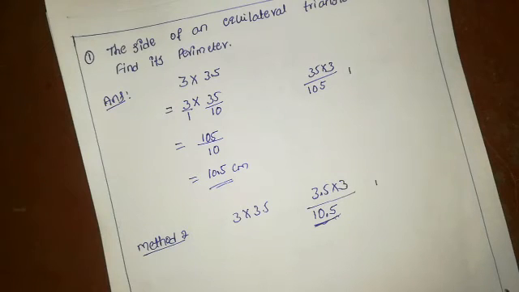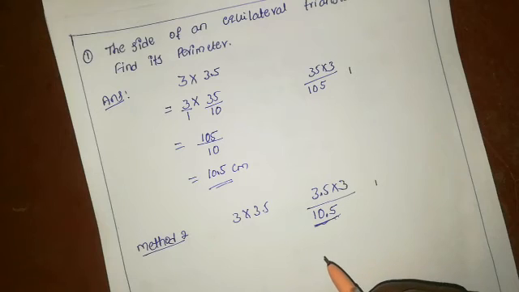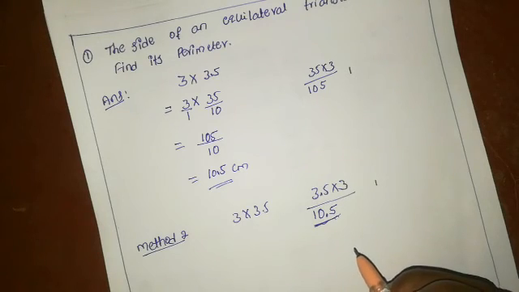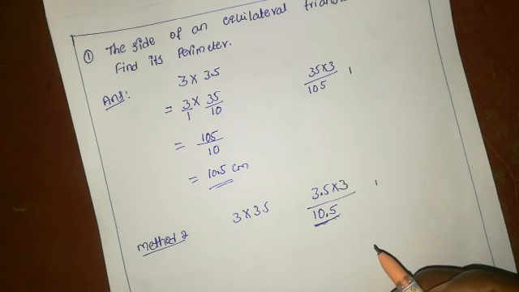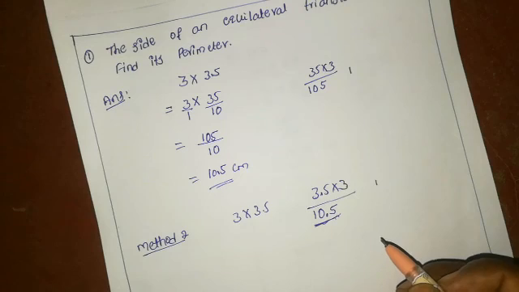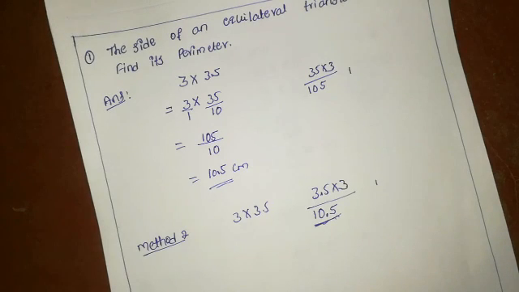Okay students, in this class we learnt about multiplication of decimal numbers. In the next class we will learn about division of decimal numbers: how to divide a decimal number by a decimal number, a decimal number by a whole number, and a whole number by a decimal number.